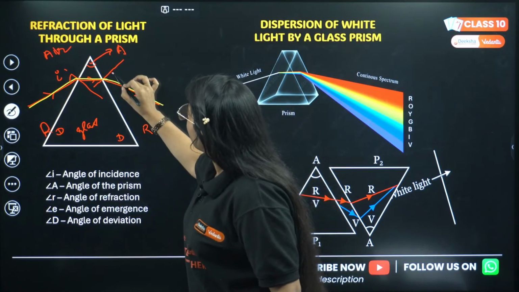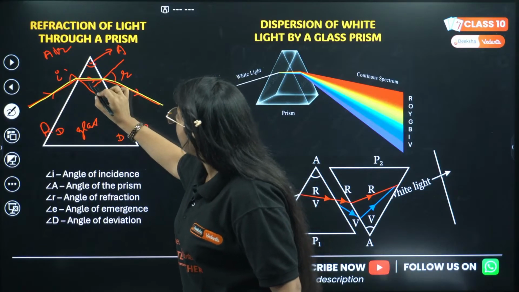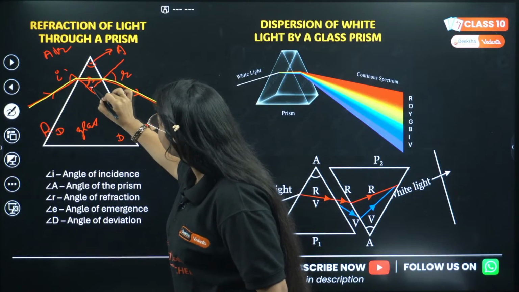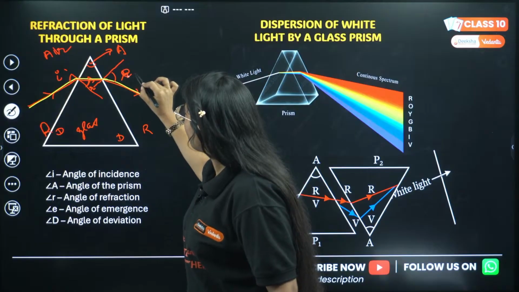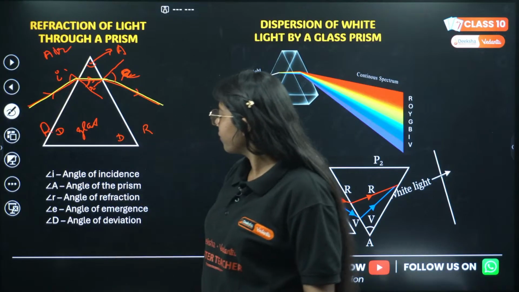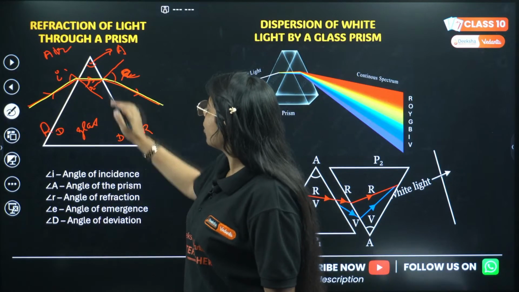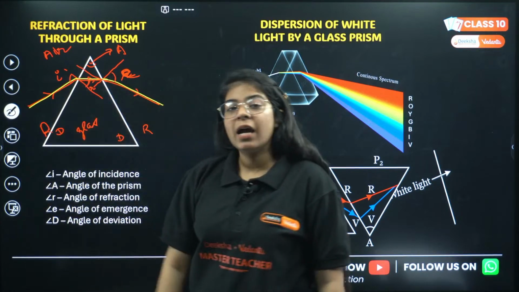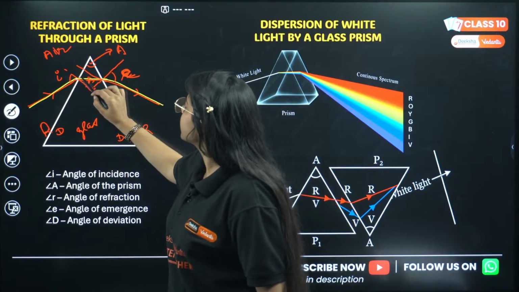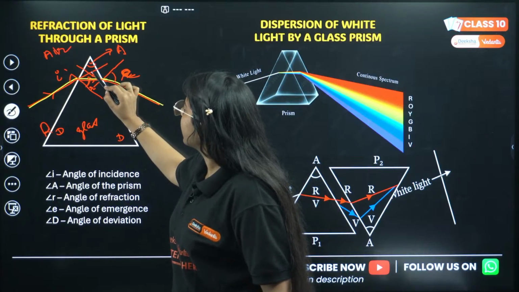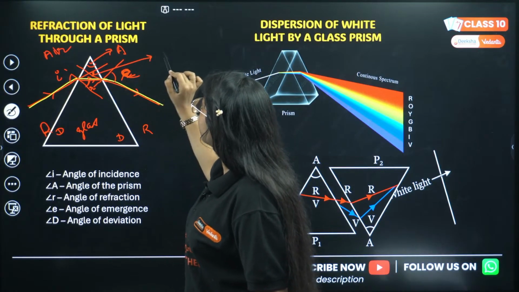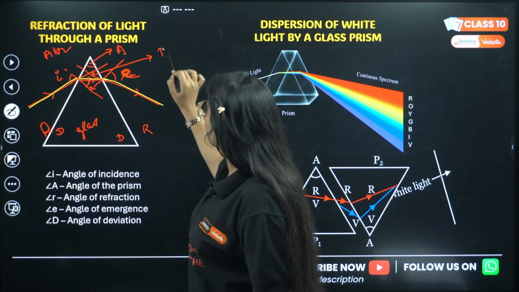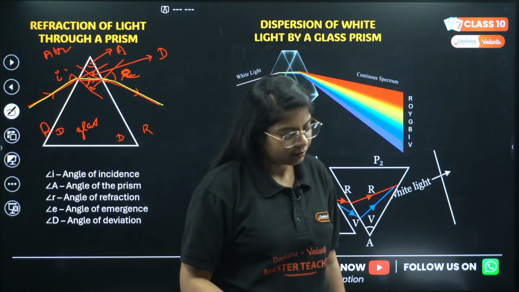R is the angle of refraction, the refracted ray. This is the angle of emergence, the angle of the emergent ray, and the angle of deviation. If I extend this emergent ray and this incident ray beyond, the angle between the emergent ray and the incident ray is called the angle of deviation.